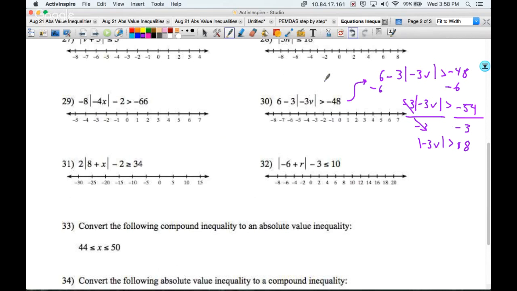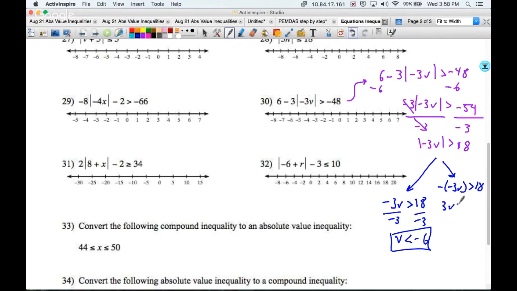Now that I've got the absolute value bracket isolated, I can split it into the two cases. In this case where I just drop the brackets entirely, -3v is greater than 18. In the case where I replace them with the negative parentheses, -(-3v) is greater than 18. On this side, I got to divide both sides by -3. v, sign flips, is less than -6. And on this side, the negative times a negative becomes a positive. Divide both sides by 3, and we'll get that v is greater than 6.